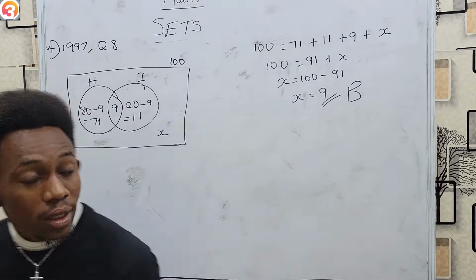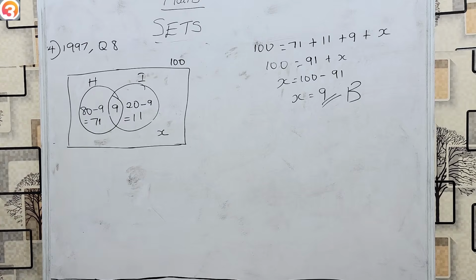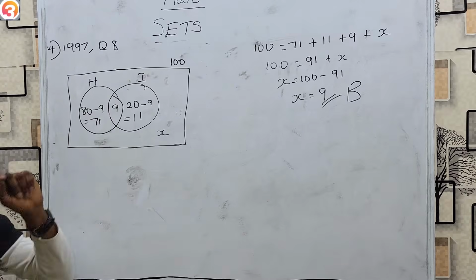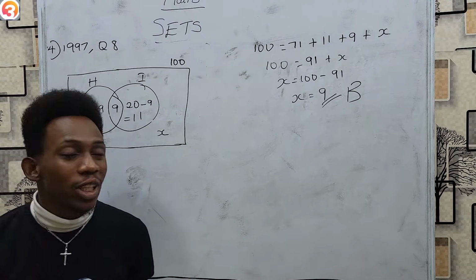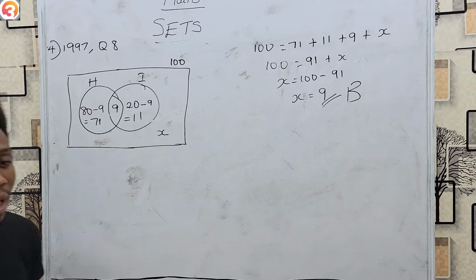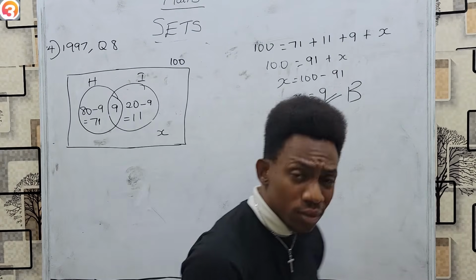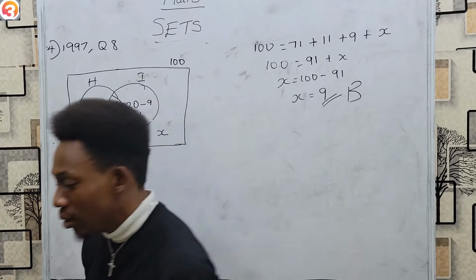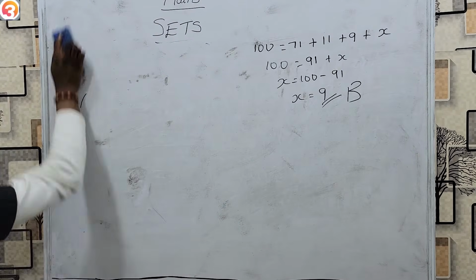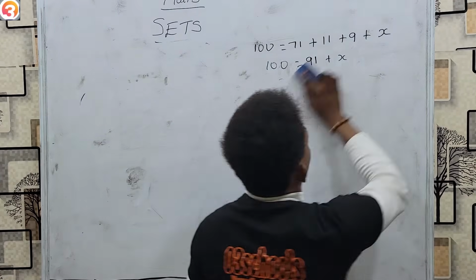So you see, there are 71 speaking Hausa only, 11 speaking Igbo only, 9 speaking both, and another 9 speaking neither Hausa nor Igbo. So you see, these questions are very, very easy. Just carefully follow the steps and you will get your answer.